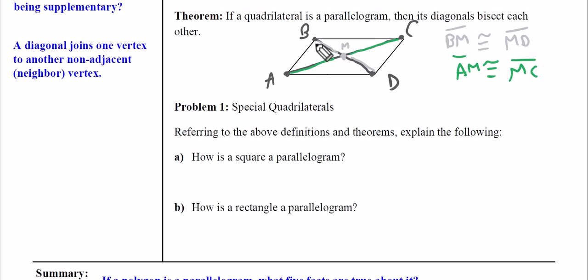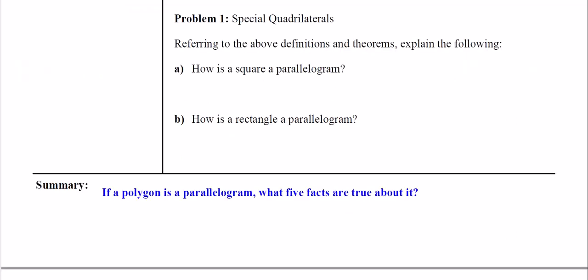But we can definitely make the claim that BM is congruent to MD and AM is congruent to MC. Well, that's a lot of theory. So let's go ahead and do some practice. Problem 1, some special quadrilaterals. So let's talk about a square, right?